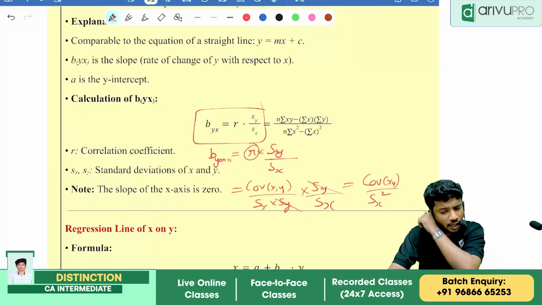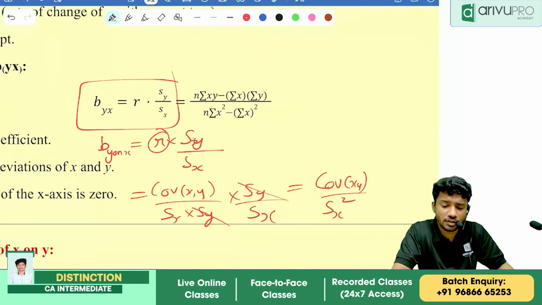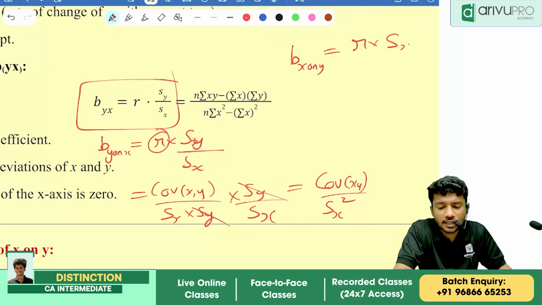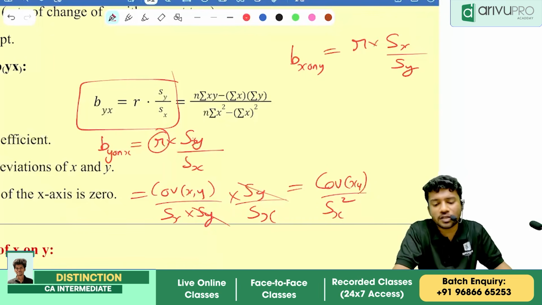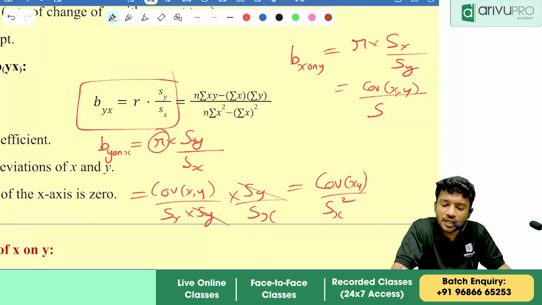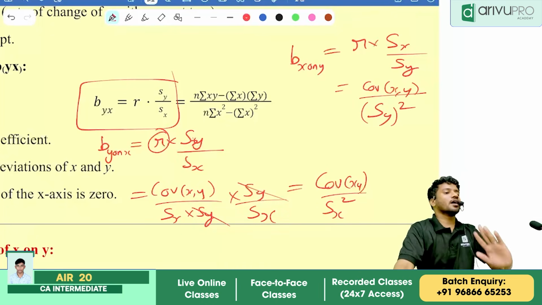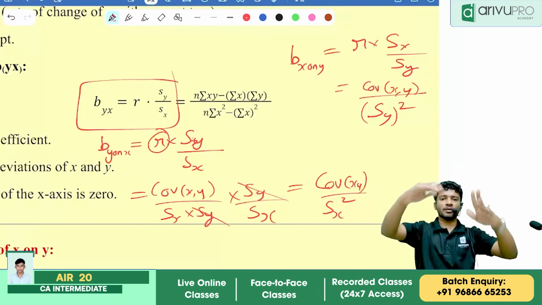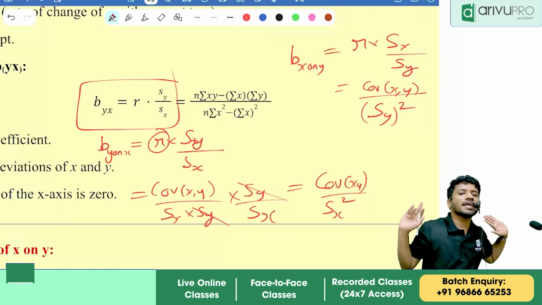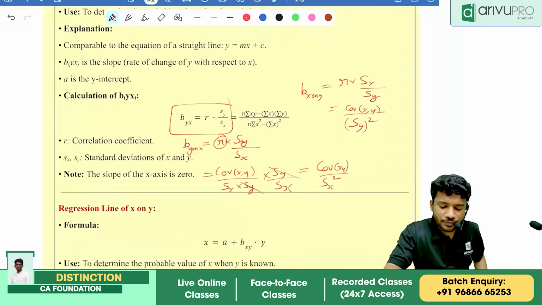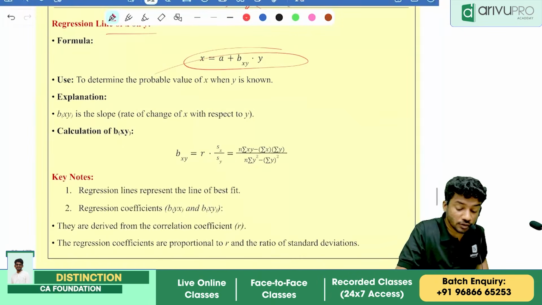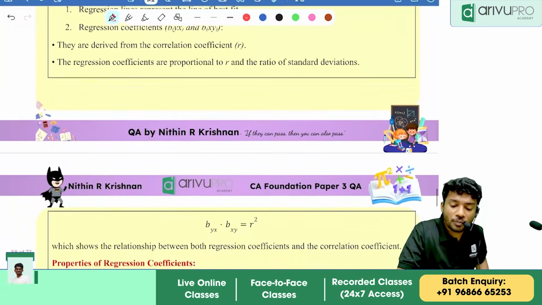This is called the regression coefficient of y on x. Then you tell me, what will be the formula for the regression coefficient of x on y? It will be r into standard deviation of x divided by standard deviation of y. Or you will write it as covariance of xy divided by standard deviation of y, the whole square. Whatever variable is given will be there in the denominator as a square. That is the case: standard deviation of y square. Now people, this is also given, the regression coefficient of y on x, and that of x on y is also given.